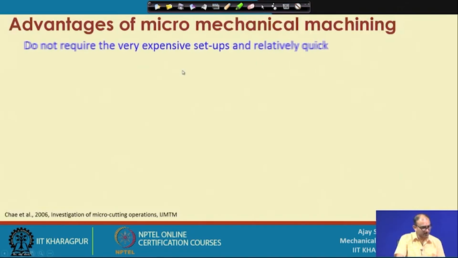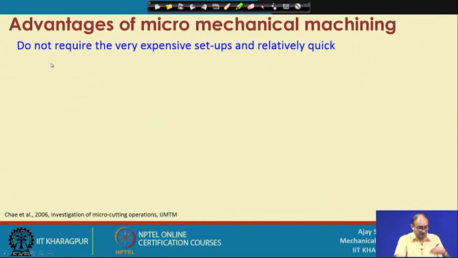So, what are the advantages of this particular thing, that after comparing this micro machining and the macro machining, we can find out what are the ways. So, here what is the good thing, that it does not require expensive setups and is relatively quick, because we know the conventional machining. So, it is just a scale down of the conventional machining. We know how to do turning operation, how to do milling operation, same operation is here, but we have to actually look into more detail.